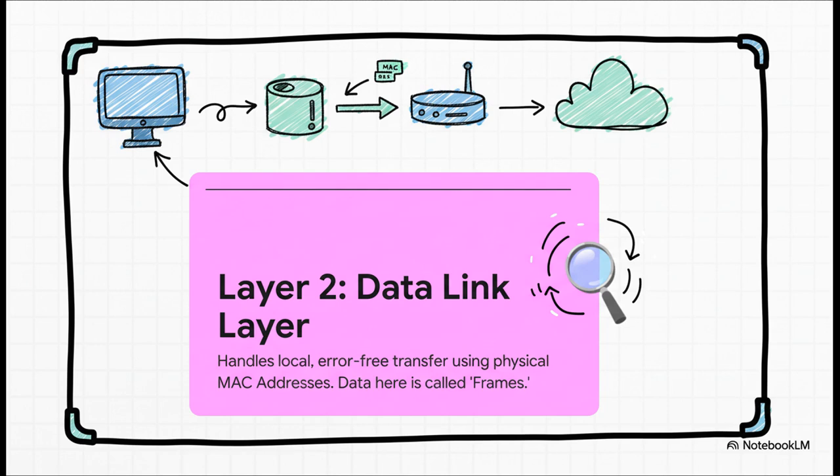Okay, so if the network layer handles the big, global journey, the data link layer handles the local, step-by-step delivery. It uses a physical MAC address, that's a unique ID that's literally burned into your device's network card, to get the data, which we now call frames, from your computer to your router, and then from that router to the next one, and so on and so on.